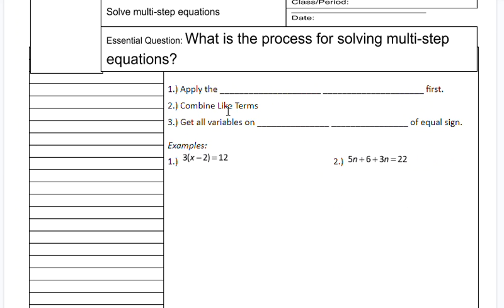So you should have already mastered two-step equations and inequalities at this point, as well as combining like terms and using the distributive property. We're going to combine all those skills into now multi-step equations. So the first step is to apply the distributive property first.